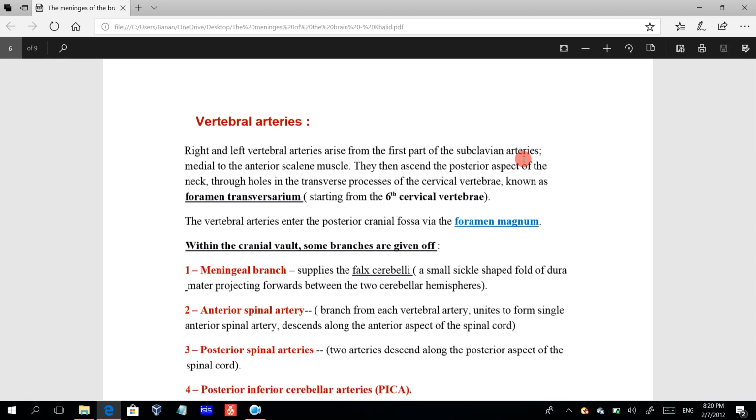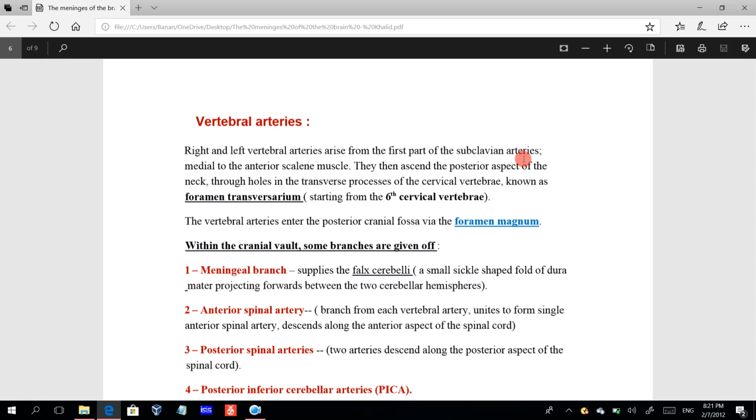This is different in the left from the right side. In the right side, we have a common trunk, which is called the brachiocephalic trunk, which gives us the right subclavian artery and the common carotid artery. But in the left, the common carotid artery and the left subclavian artery arise separately from the arch of aorta. So, the two vertebral arteries, the right and left, arise from the first part of the subclavian artery.